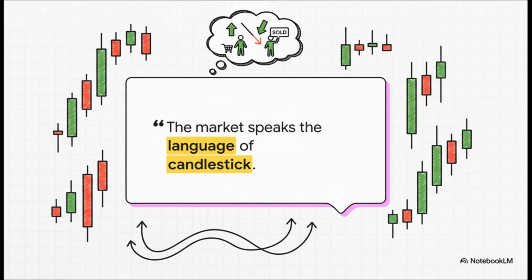There's a great way to think about this. The market speaks its own language, and that language is made up of candlesticks. Every single candle tells a miniature story, a story about the battle between buyers and sellers in a given moment. So learning to read them is like becoming fluent in the language of the market itself.